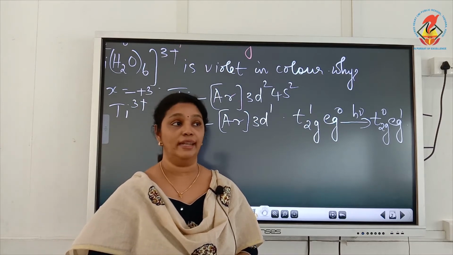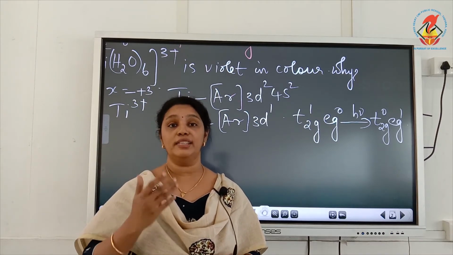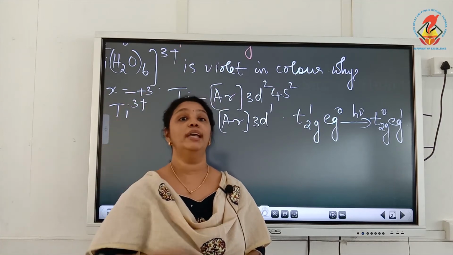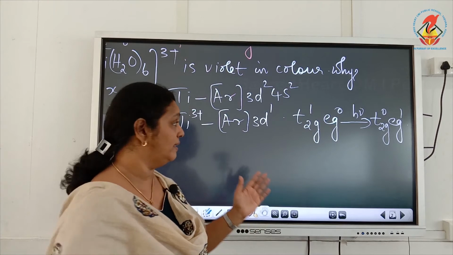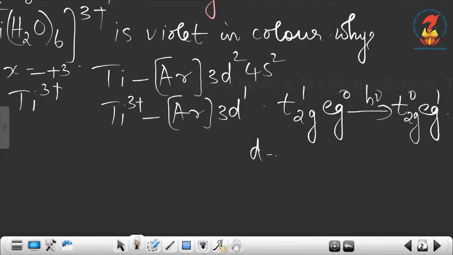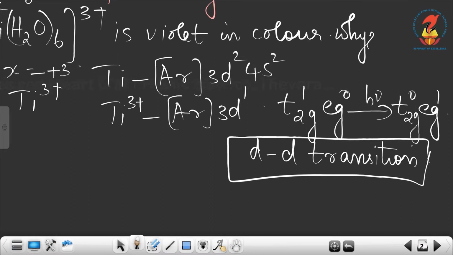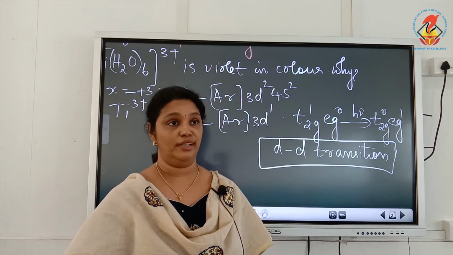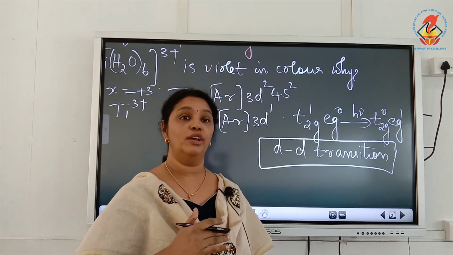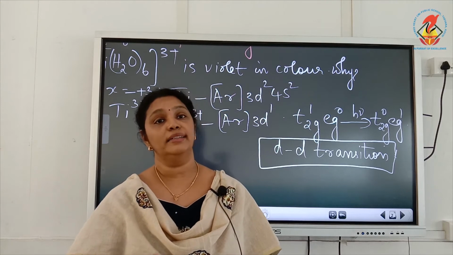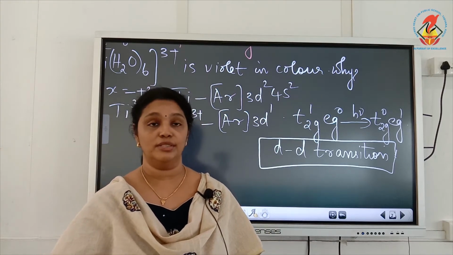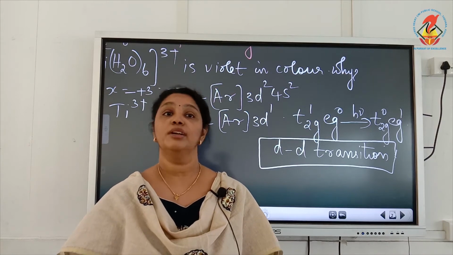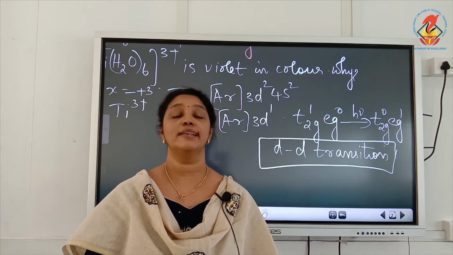Also, you can see that there is a movement or excitation of an electron from one d orbital to another d orbital. So we can also say that a d-d transition has taken place. This word is very important: the color of coordination compounds is due to d-d transition. That is, the electron present in one d orbital got excited to a higher energy level, which is also a d orbital. So we have d-d transition possible in coordination compounds, which is responsible for their color.